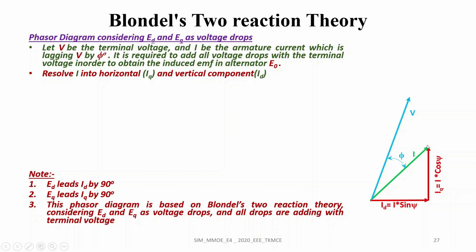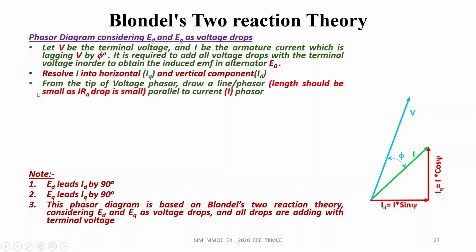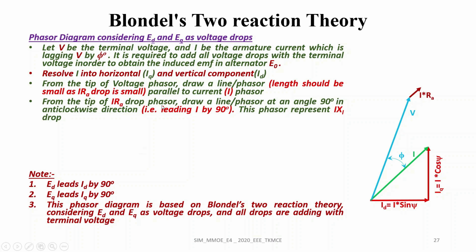And IQ is the in-phase component of armature current, which is in phase with E0 and with the quadrature axis, which is equal to I cos psi. Then from the tip of the voltage phasor, we need to draw a phasor, whose length should be very small as armature resistance is small, parallel to the current phasor, that represents I into RA. Then from the tip of the I into RA phasor, draw a phasor leading I by 90 degrees in the anti-clockwise direction. That represents the I into XL phasor.